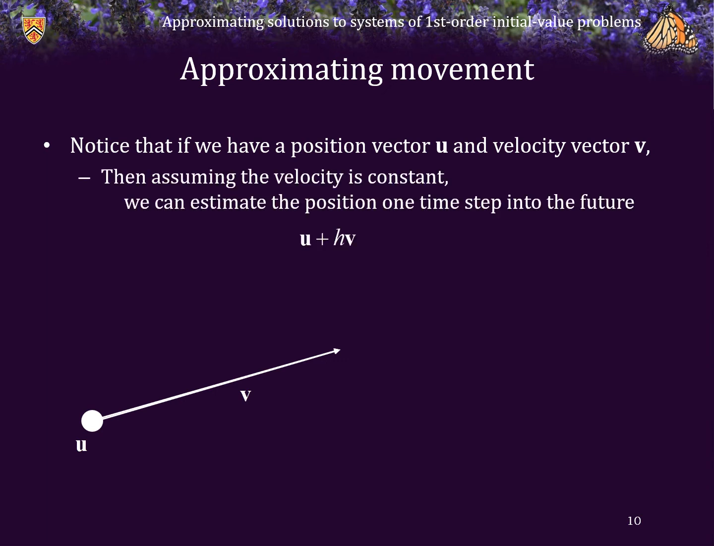Then, assuming that the velocity is constant, we can actually, of course, estimate the position of this object one time step into the future by simply adding to u h times v. So, for example, if h was equal to 2, we would have u plus 2v, and that would be the new position after 2 seconds.